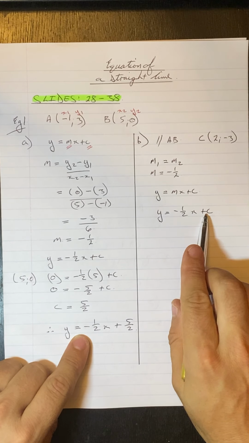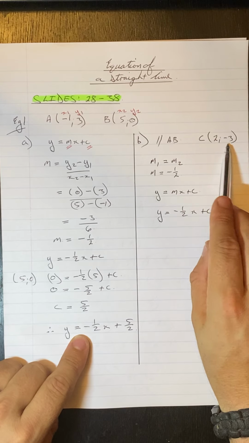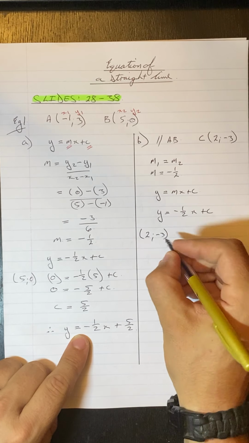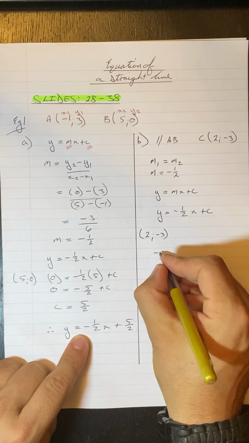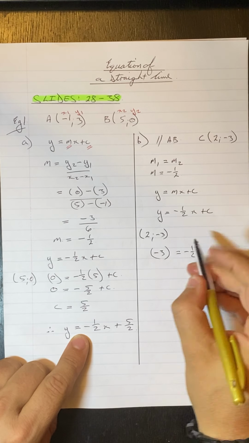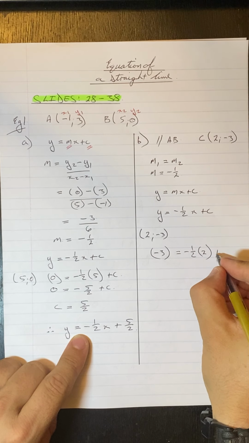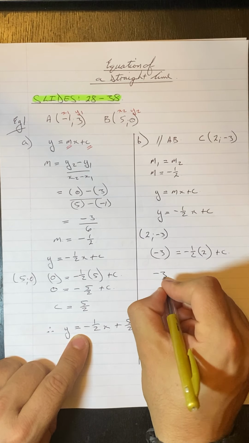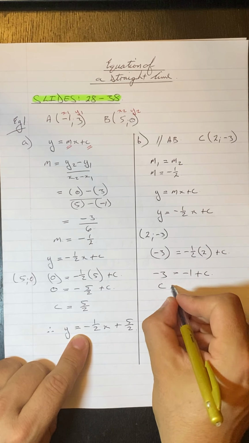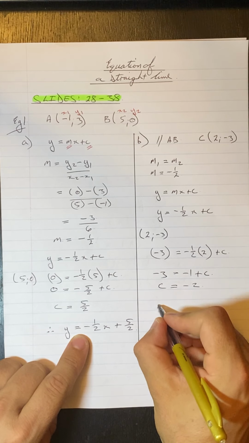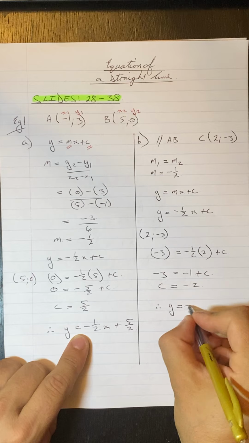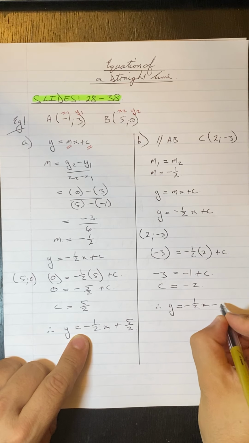To find the c value, we just substitute this point in. So I'm going to substitute the point (2, -3). So our y value is -3 equals -1/2. Our x value is 2 plus c. So we get -3 equals -1 plus c. So c is equal to -2. Therefore, the equation of this new line is y is equal to -1/2 x minus 2.